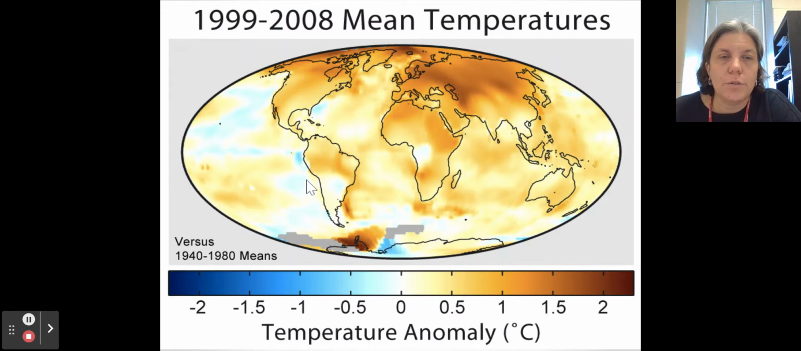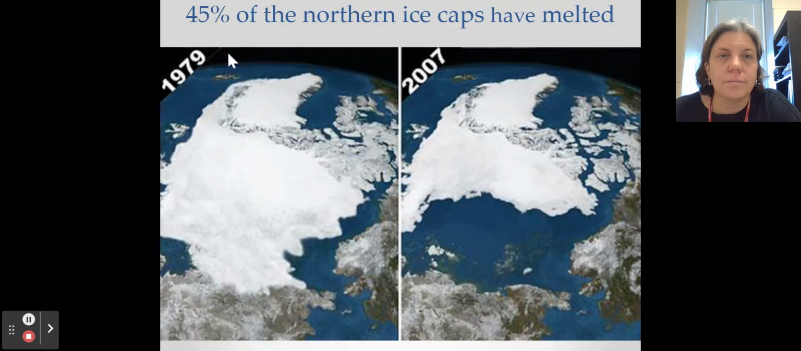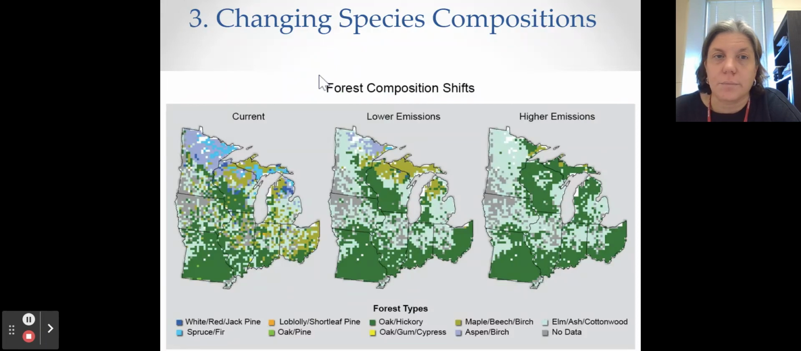This shows you mean temperatures from 1999 to 2008. You can see the darker colors are the higher temperatures. And you can see that that has caused ice to melt. So 45% of the northern ice caps have melted. This is 1979, and on the right you have 2007. You can see this big section down here is now missing because it has melted. So temperature rising causes ice caps to melt.